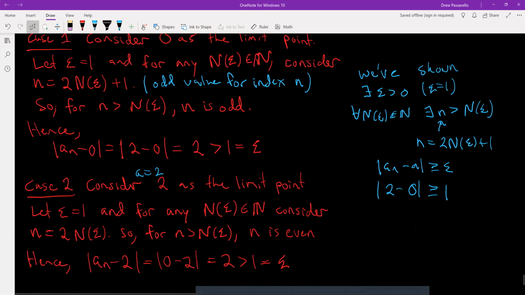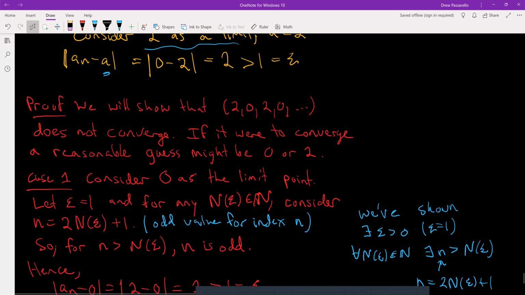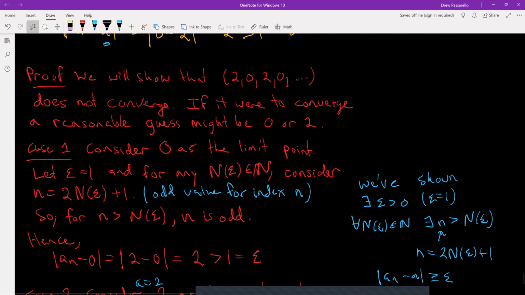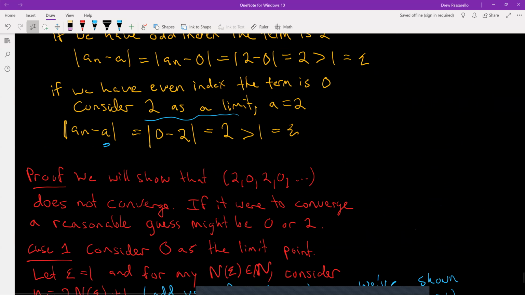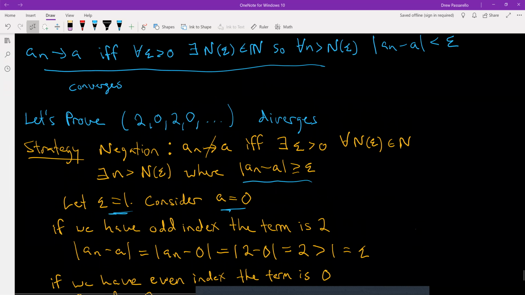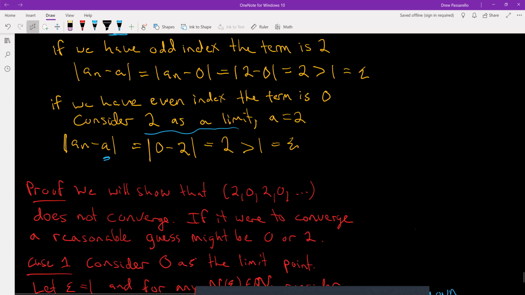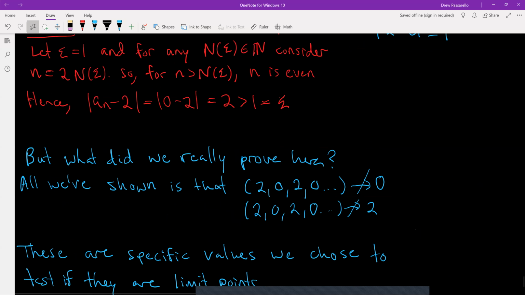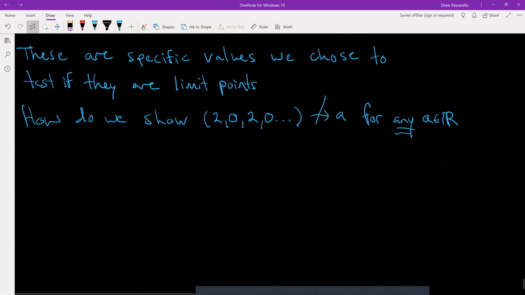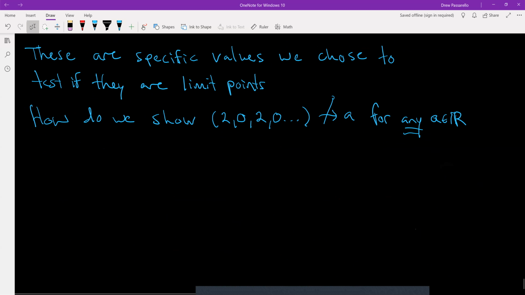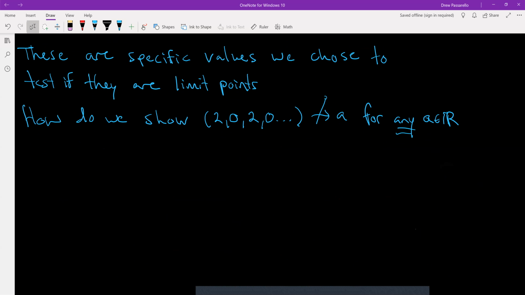So in this particular example, we've only shown so far that if 2 and 0 were limit points, it's not going to converge to those two limit points. And the way that we've shown that was using the negation of what it means to be convergent. What we haven't shown is what happens if a is arbitrary, just an arbitrary real number. So that's what we actually need to show. All right, so how are we going to show this?